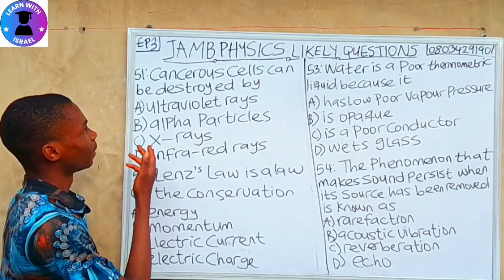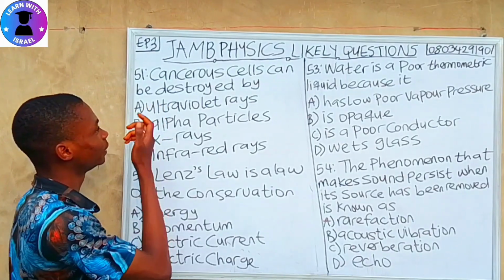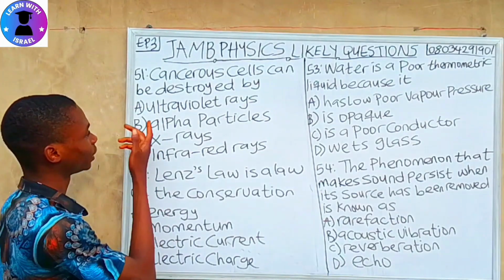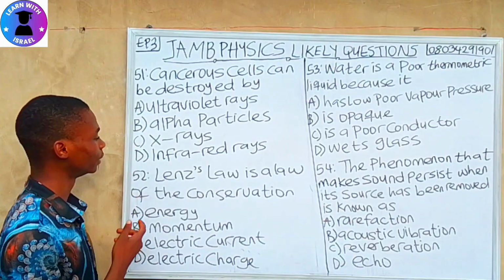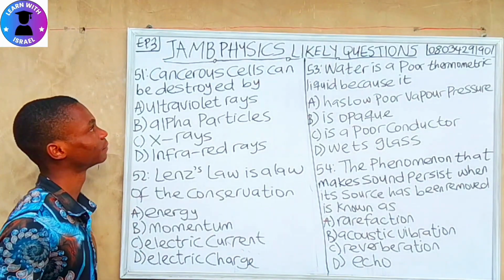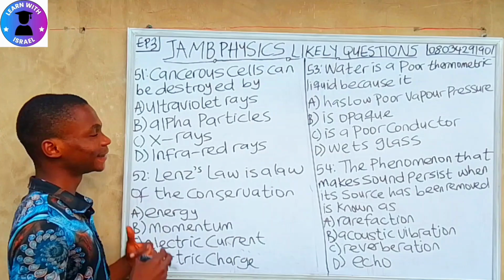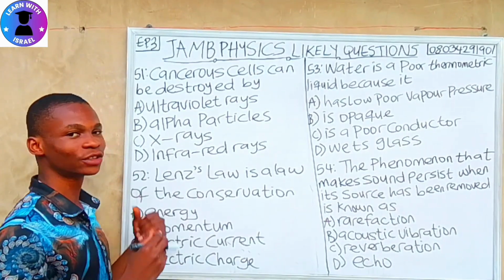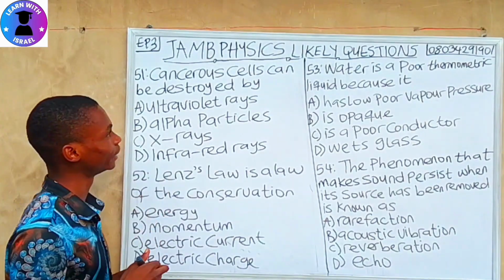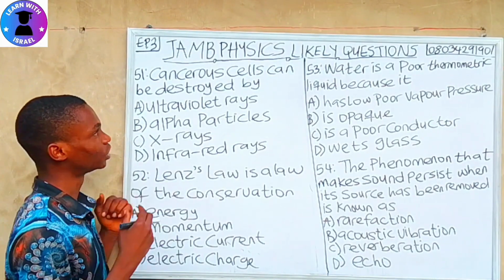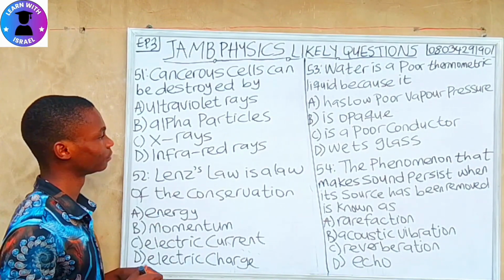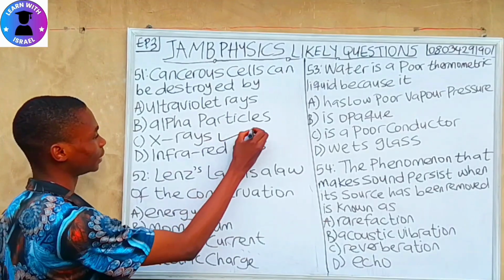Question 51. Cancerous cells can be destroyed by A. Ultraviolet rays, B. Alpha particles, C. X-rays, D. Infrared rays. So cancerous cells can only be destroyed by X-rays. It is made use of in the hospital to destroy cancerous cells. So X-rays is the correct answer.